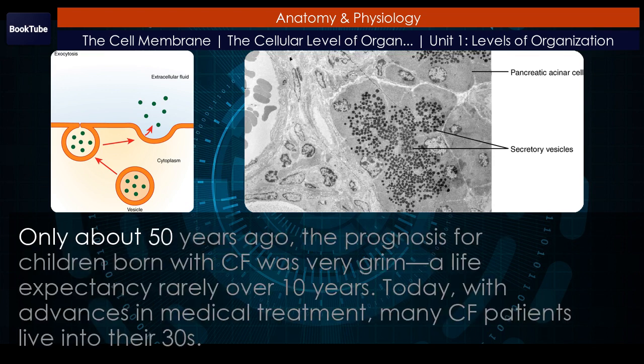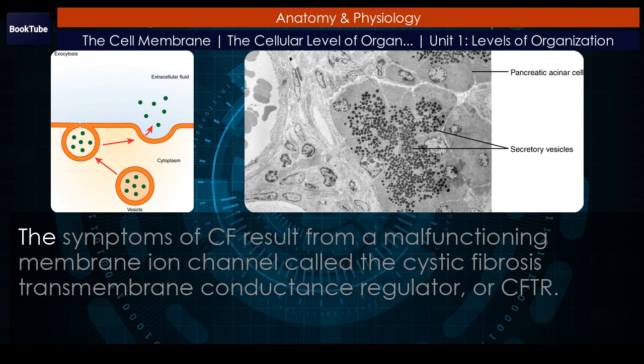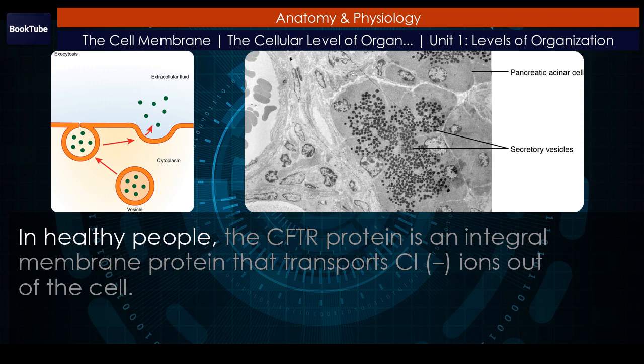Only about 50 years ago, the prognosis for children born with CF was very grim, a life expectancy rarely over 10 years. Today, with advances in medical treatment, many CF patients live into their 30s. The symptoms of CF result from a malfunctioning membrane ion channel called the cystic fibrosis transmembrane conductance regulator, or CFTR. In healthy people, the CFTR protein is an integral membrane protein that transports Cl- ions out of the cell.